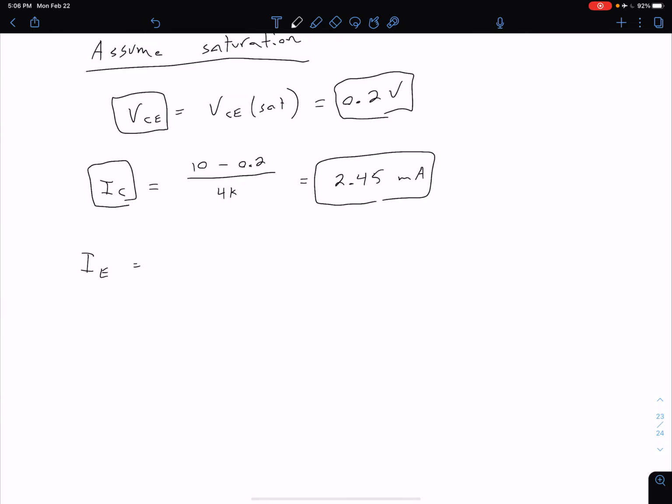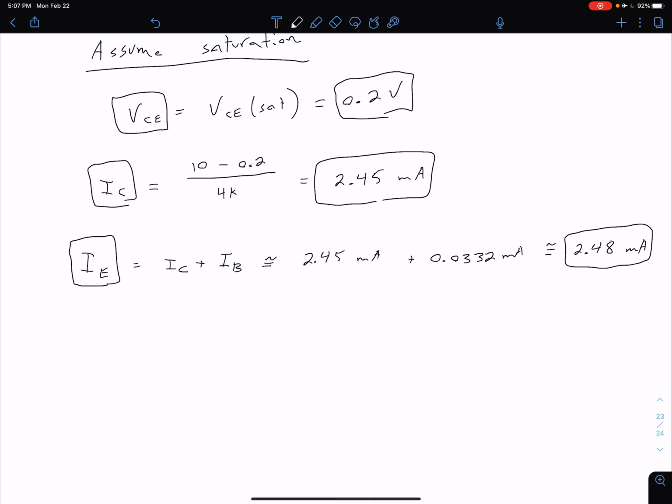So our emitter current is IC plus IB, and that is approximately equal to our 2.45 milliamps plus, if we put that other one in milliamps as well, our base current becomes 0.0332 milliamps, and our emitter current is then 2.48 milliamps. So again, we can see that our emitter current is approximately equal to our collector current.